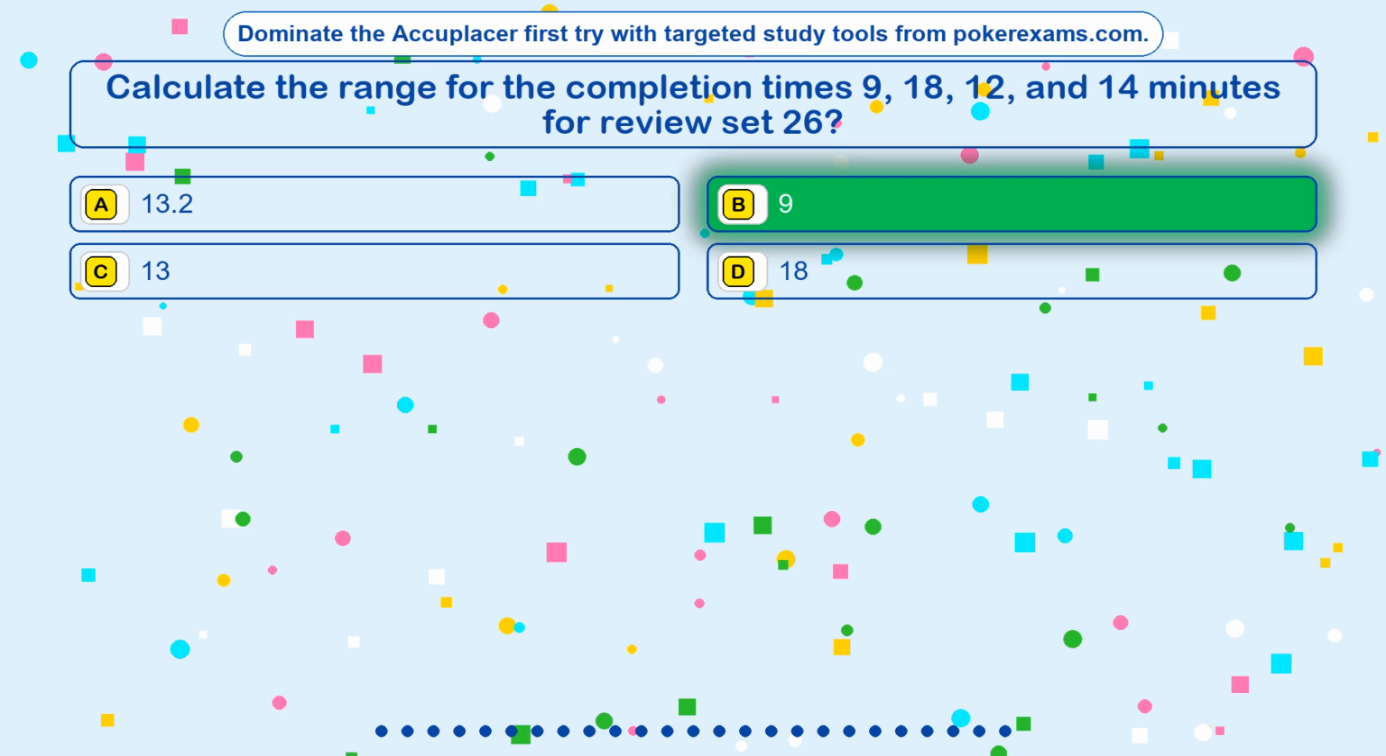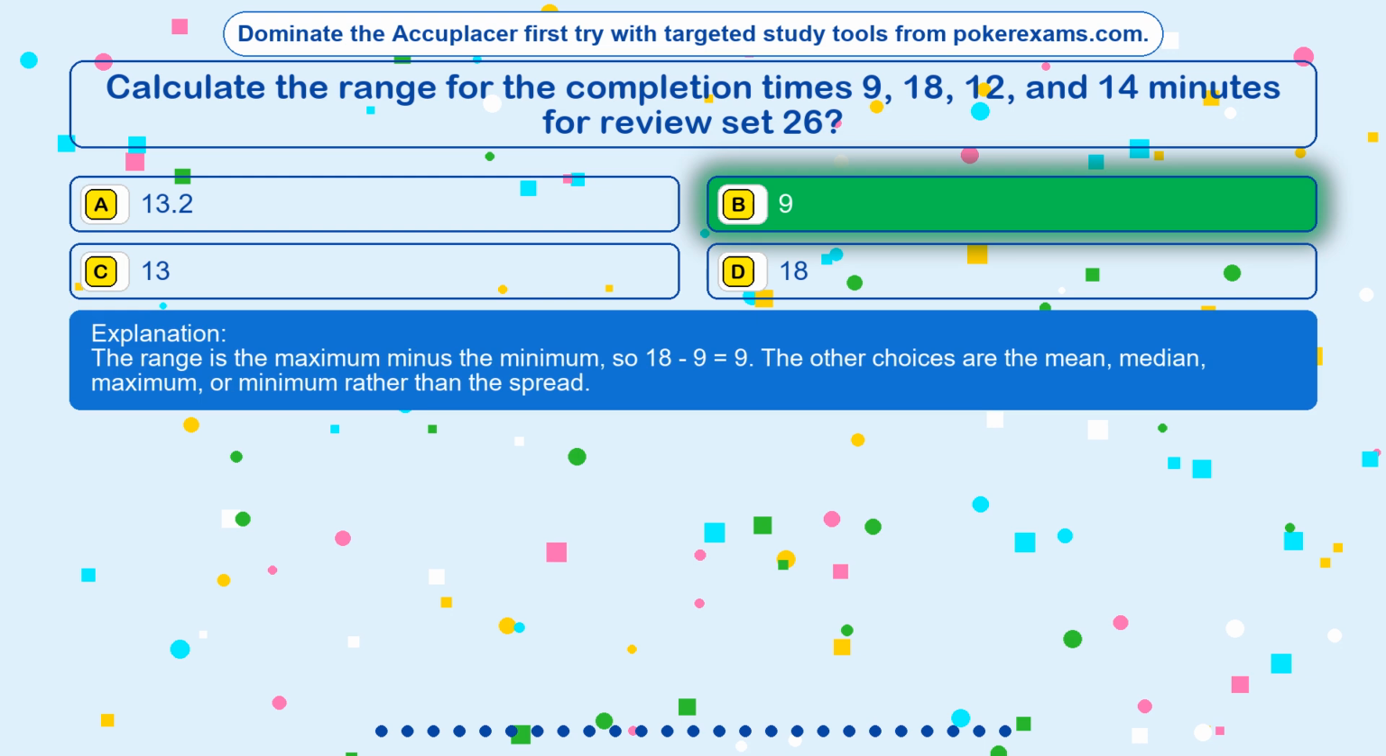The correct answer is option B, 9. The range is the maximum minus the minimum, so 18 minus 9 equals 9. The other choices are the mean, median, maximum, or minimum rather than the spread.